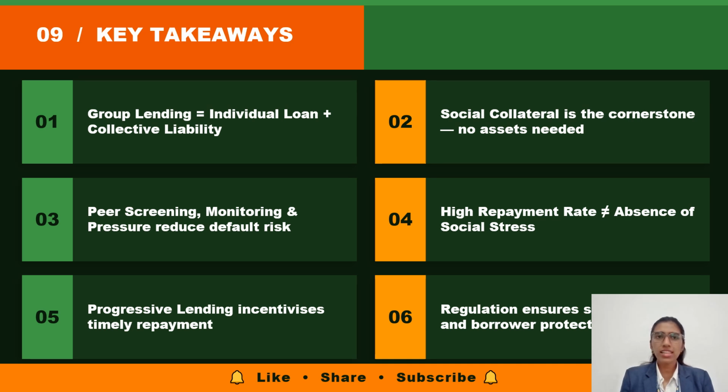And for the last slide, the key takeaways: group lending, social collateral, peer screening, monitoring, and pressure reduce default risk. High repayment rates do not equal absence of social stress, and progressive lending, incentives, timely repayment, and regulations also ensure sustainability and borrower protection. In the end, this is the complete breakdown of MFI lending models straight from the class notes.